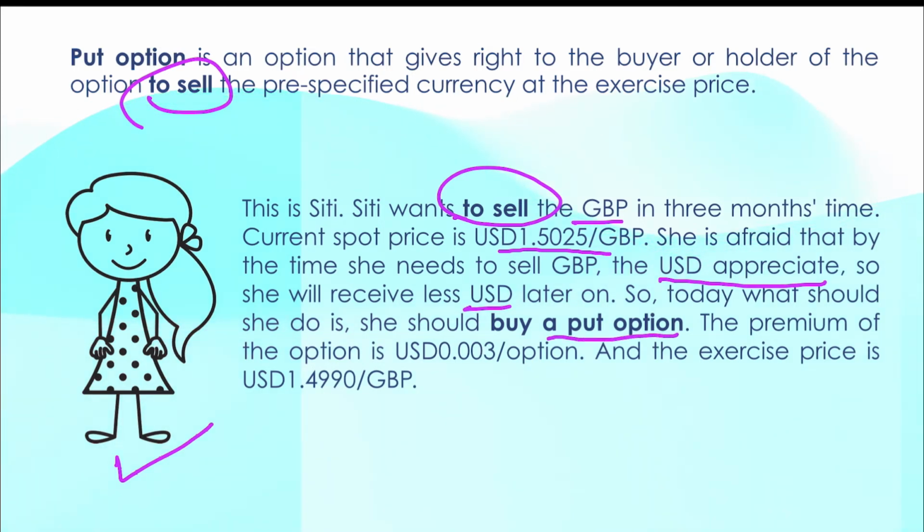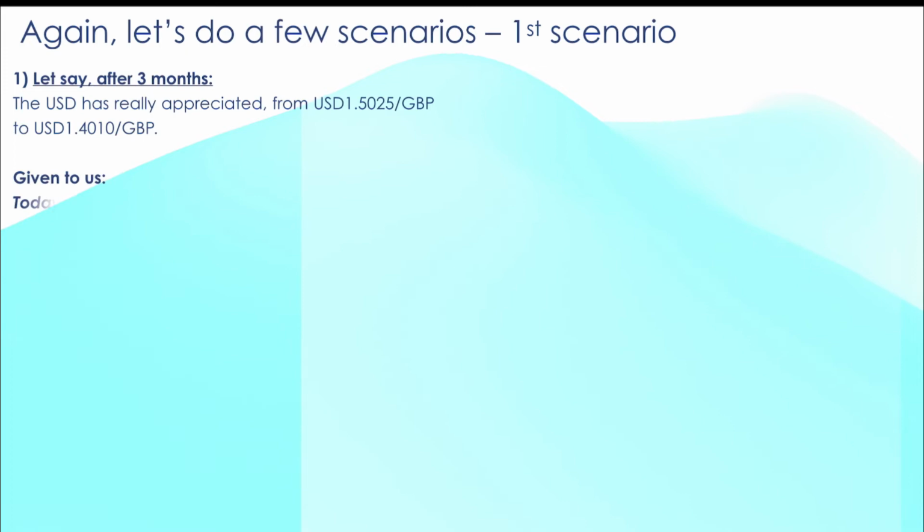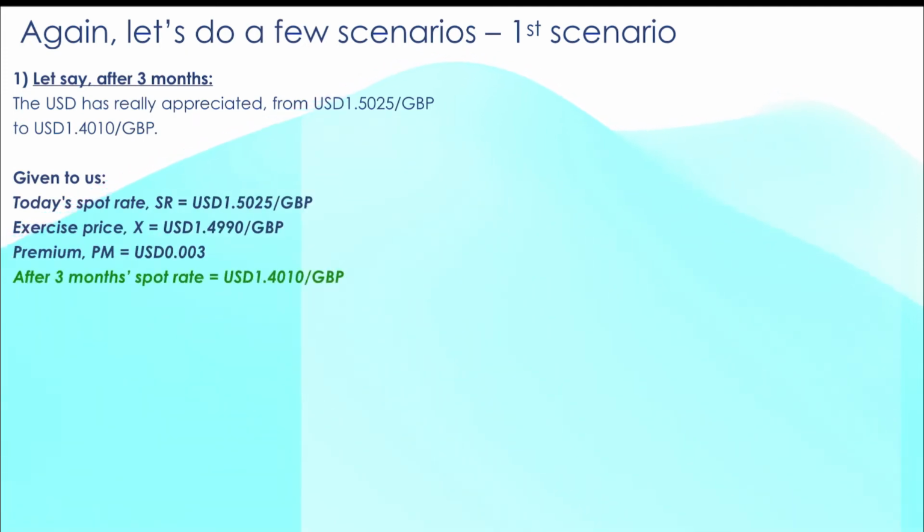In order to sell the currency, you have to buy a put option. The premium of the option is 0.003 USD per option, and the exercise price is 1.4990 per GBP. Okay, so let's look at the 3 scenarios. For the first scenario, let's say after 3 months, the USD has really appreciated from USD 1.5025 per GBP to USD 1.4010.